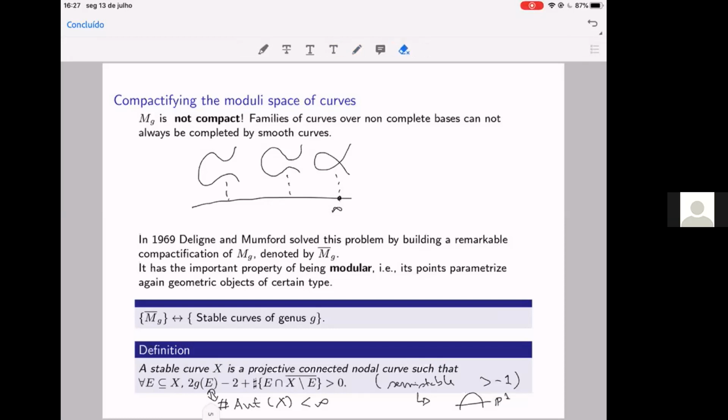Okay. So in the semi-stable situation, you could have something like this: a P1 meeting the rest of the curve in only 2 nodes. This will violate the inequality I wrote here. But if you replace this with -1, I think it would work. All right.